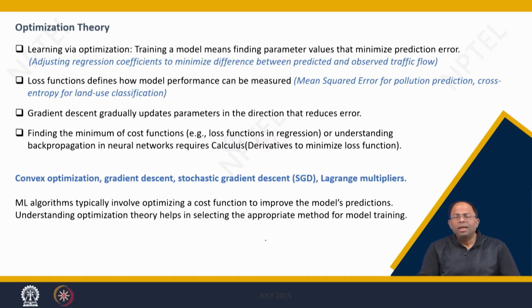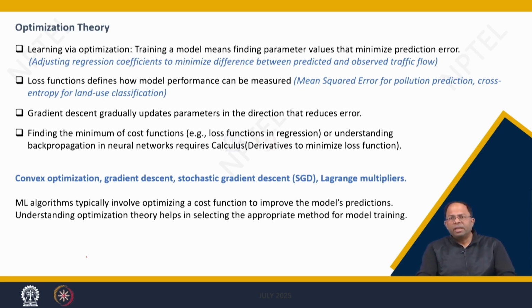And this can only happen when we adjust the regression coefficients to overall minimize the difference between the predicted and observed values, in this particular case predicted and observed values of pollution and traffic flow. So when we are trying to do that, there has to be a way to keep on decreasing. So that is where optimization comes in. So the loss function defines how model performance can be measured, like for example the mean squared error for pollution prediction, cross entropy for land use classification.